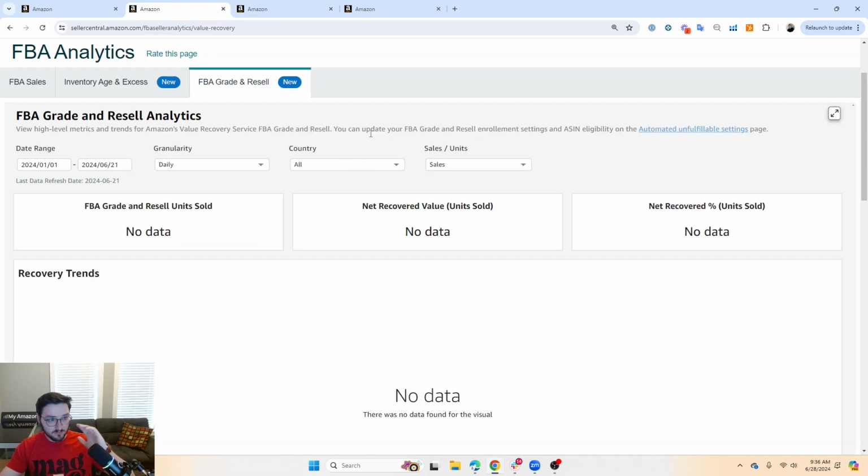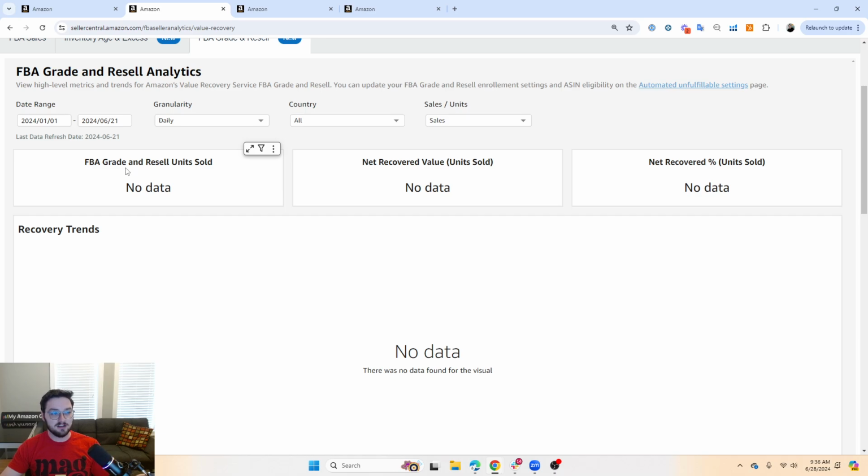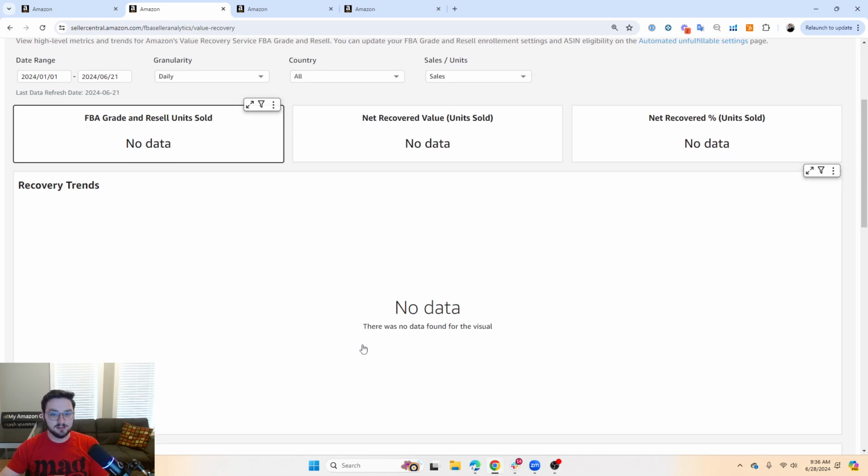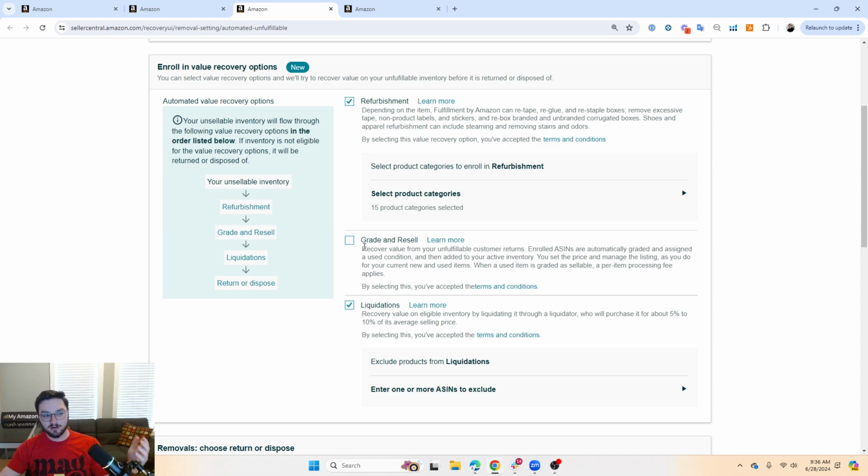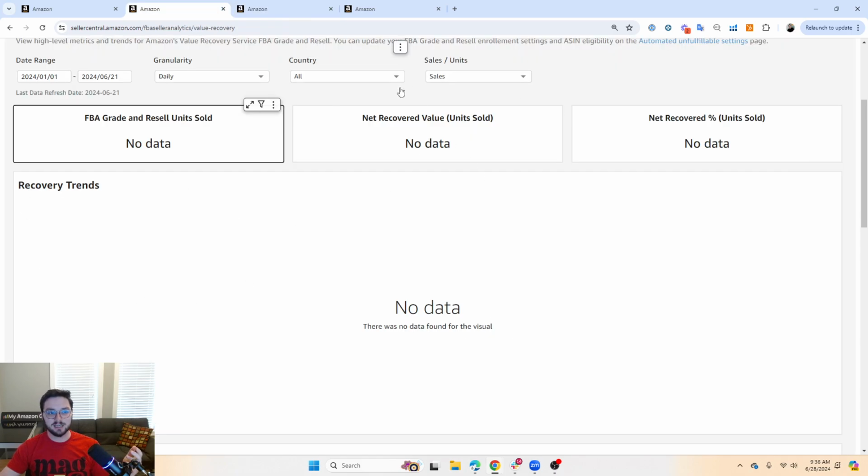But this is where you actually can start to see the data behind those sales, right? So you can see the FBA grade and resell units sold. So if you ever see Amazon on your listing and they have a used product that's being sold, it's because of that setting. And this is where you can actually understand the data. As you saw, we don't have that clicked here, so we don't have any data to actually back this up.